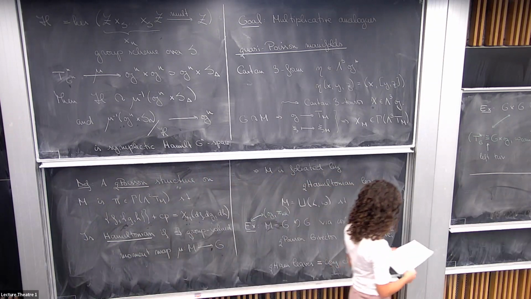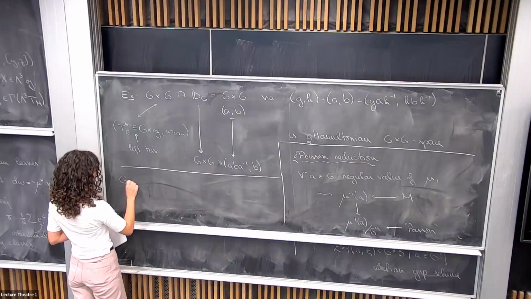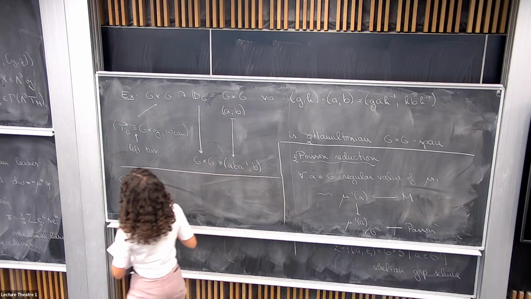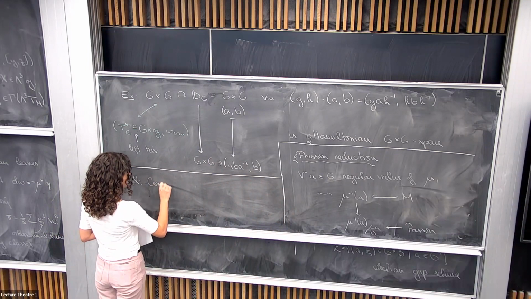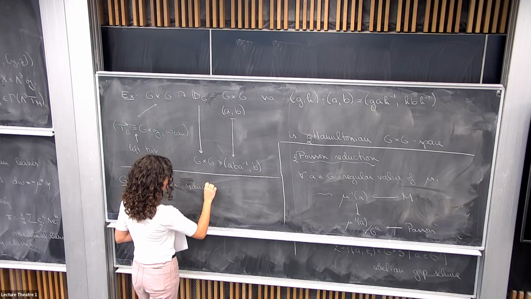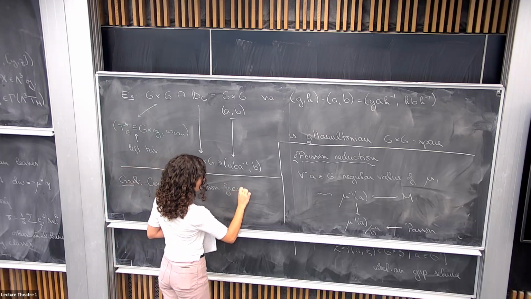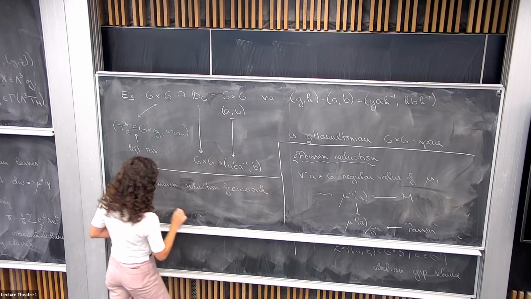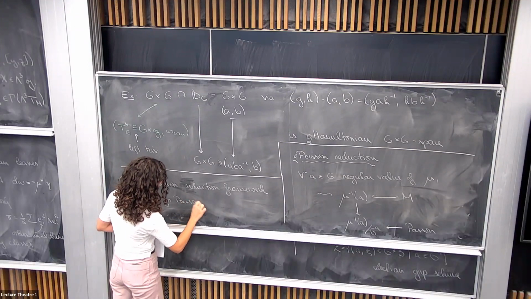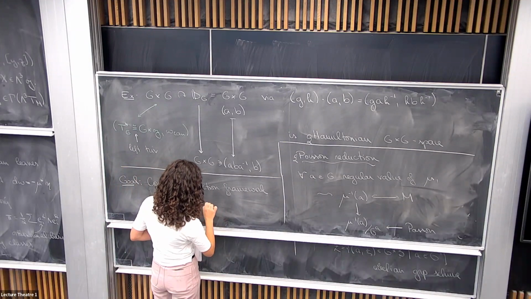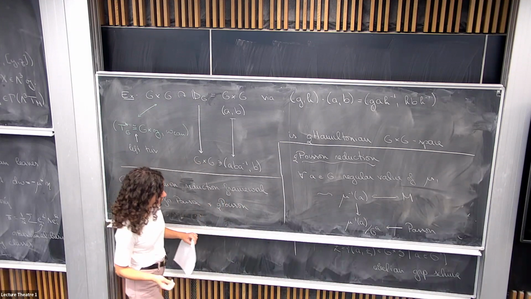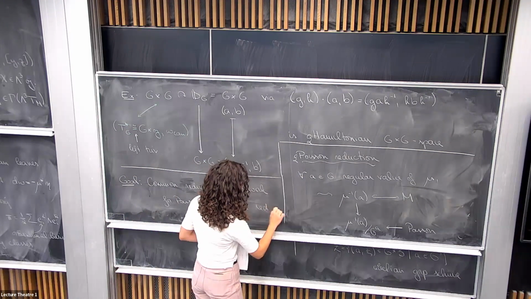So let me restate a broader goal, which is to find a common framework that includes reduction of Poisson manifolds, of quasi-Poisson manifolds, and potentially of other geometric structures.